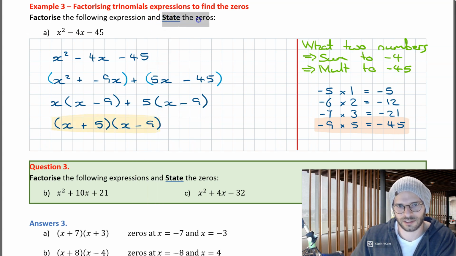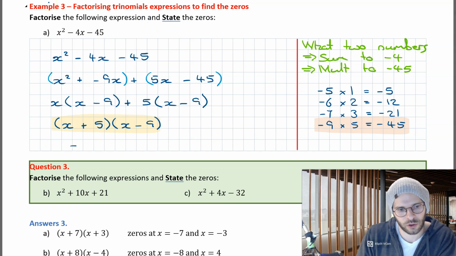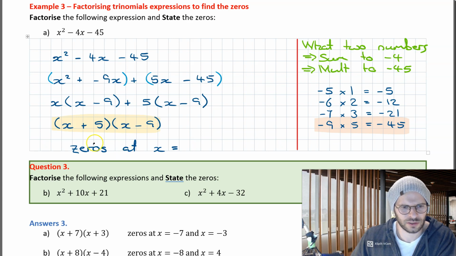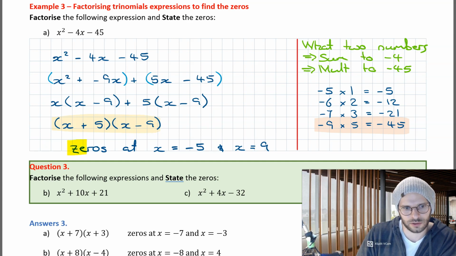Now remember, it asked us to state the zeros. Now this one is actually a little bit more straightforward than the previous factorization, because when we look at this, it's quite straightforward. You ask yourself, what will make this bracket over here equal to 0? And if you're adding 5, the best way to do that is to reverse it. So rather than adding 5, give it negative 5. And for the second bracket, what will make this bracket here zero? Well, if you take 9, then the best way to make this zero is give it 9. So there are our two zeros right there.